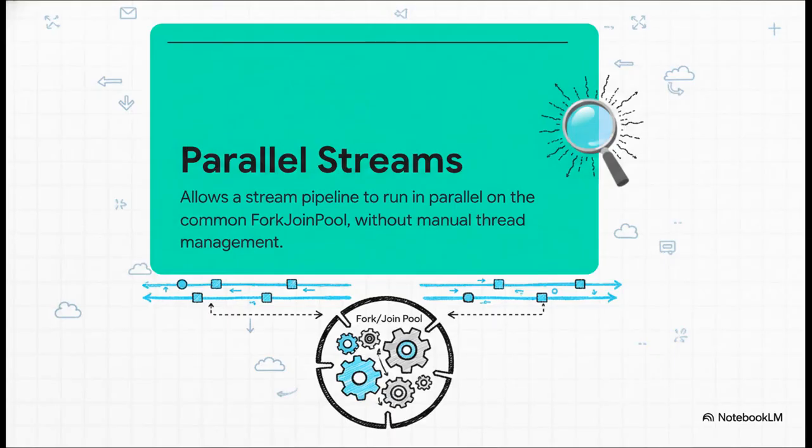So what is a parallel stream? It's really just a regular Java stream that's been told to run its operations in parallel. But the key thing to get is that under the hood, it's using the exact same fork/join framework we just talked about. You don't have to manage any threads yourself.